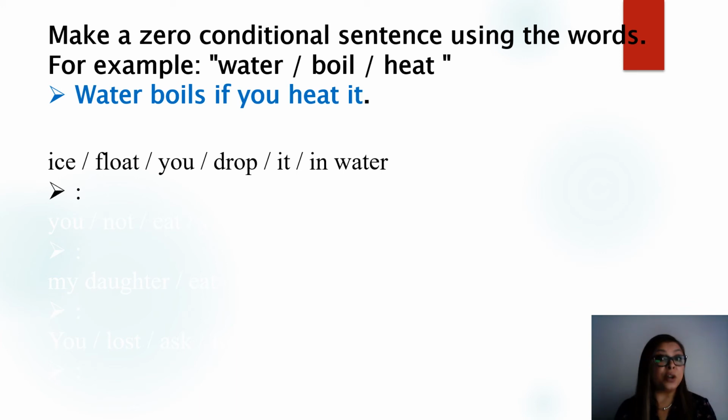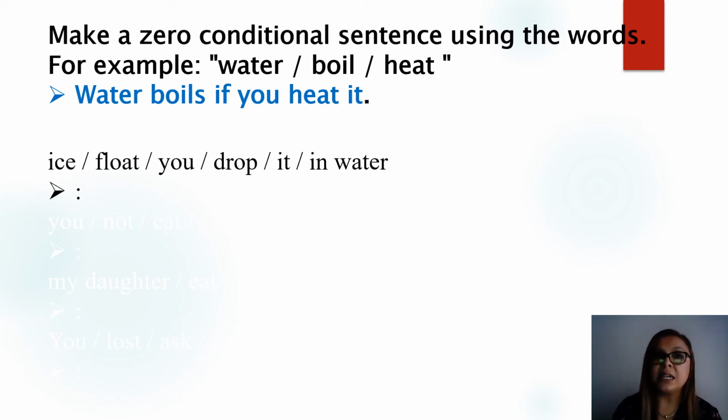So here you have some examples and some sentences that you need to do by your own. You can stop the video here and do the sentence, and after you have done the sentence, you can start again the video. Pueden ponerle pausa aquí al video, hacer la oración, una vez que la hayan hecho, le dan play nuevamente al video y pueden ver si su oración está bien. Aquí tenemos make a zero conditional exercise using the words. So for example, water, boil, heat. Les doy 3 palabras y usted tiene que hacerme una oración.